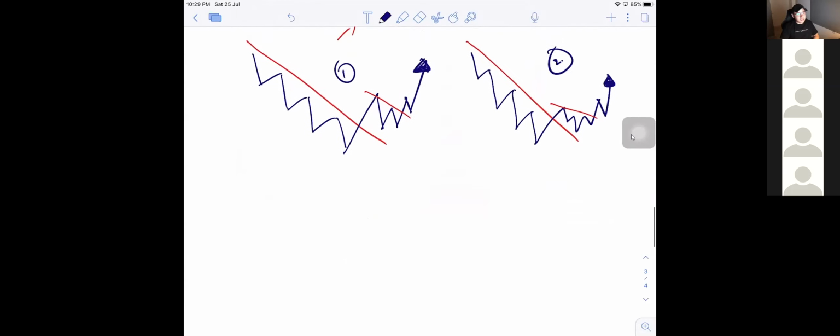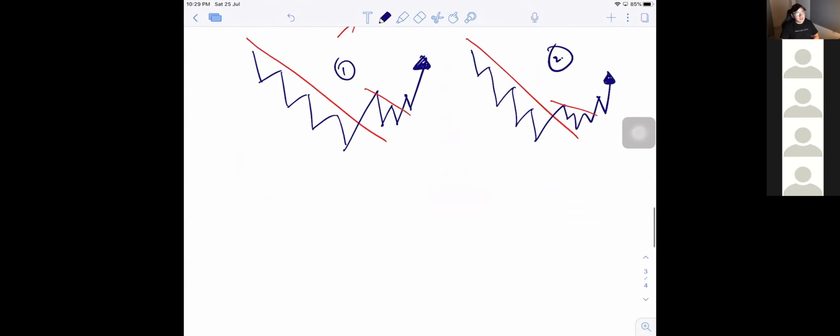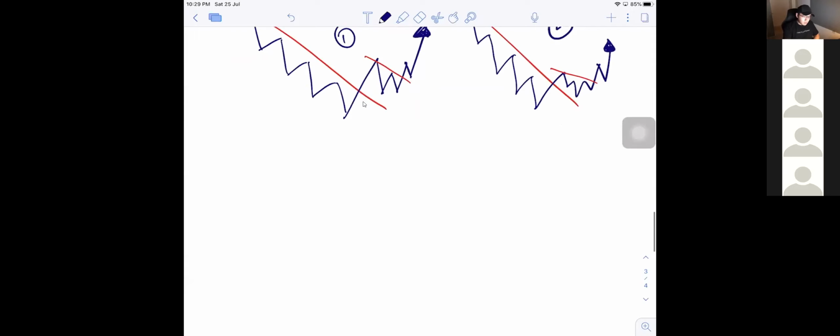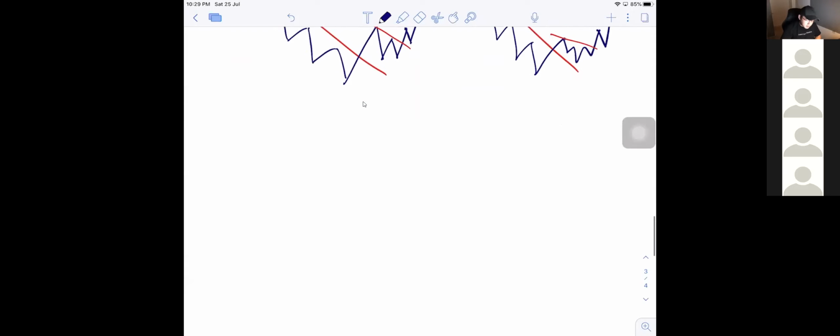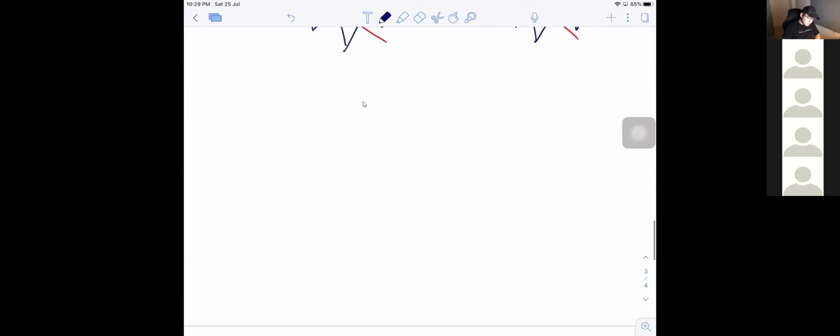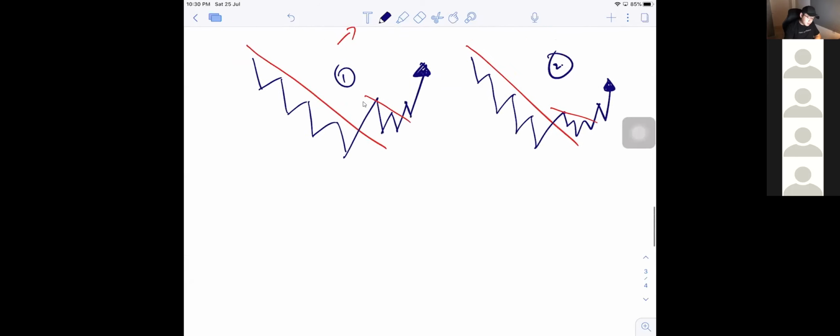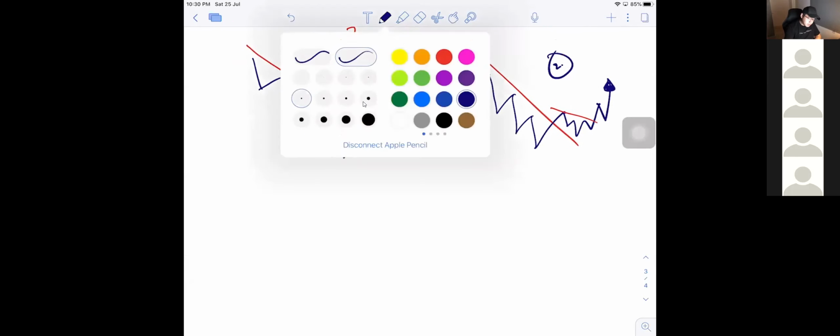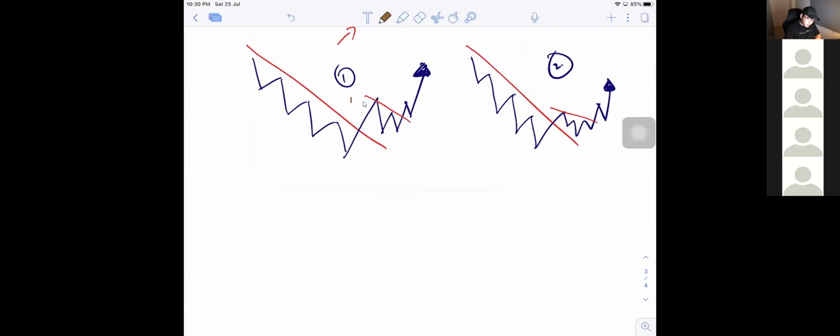Andy was asking what if the price doesn't pull back? Let me give you an example. Sometimes when we are talking about the breakout, we need to look to the left, meaning that we need to see what the market is doing before the breakout.